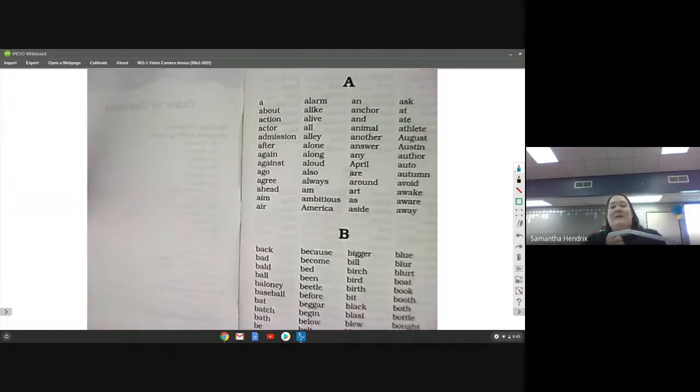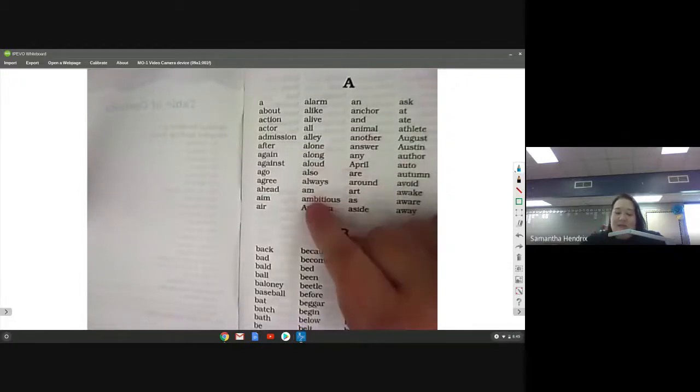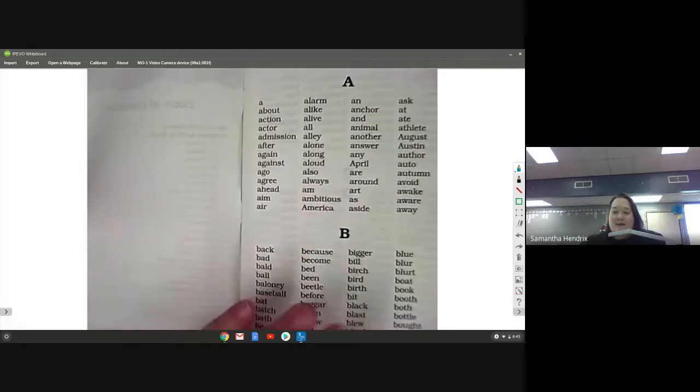So if you're writing and you're like, oh, I'm going to write about animals, but I'm not quite sure how to spell animals, well, you know, it starts with an A and you can sound it out somewhat, so you can come in here and go, that's an N, animal. There you go. And you can copy it down.